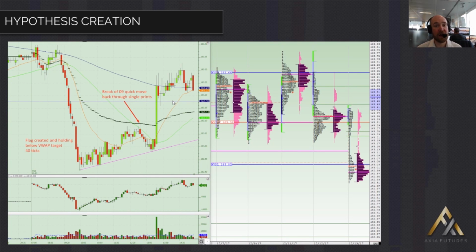So we got the failure lower, it just came later on, and this is why you need to keep updating your hypotheses throughout the day. Keeping a watch on what's going on, how things are developing, and keep looking for where the next trade could be, where your new line in the sand is, that new line in the sand, 09s.